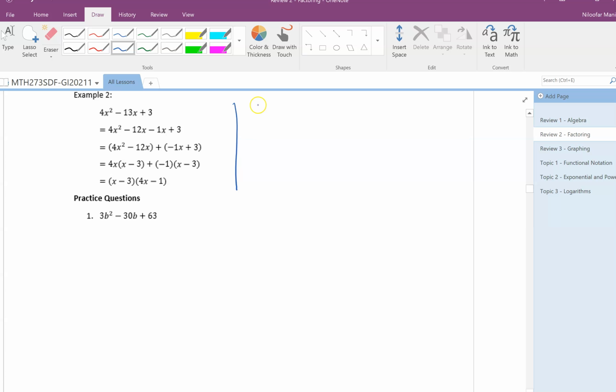Okay. I am looking for two numbers. When I multiply them it is 12, and when I add them it is minus 13. Minus 12 and minus 1. Oh, yes. Okay, so I do not touch the one with x squared. I do not touch 3, but I write minus 12x minus 1x.